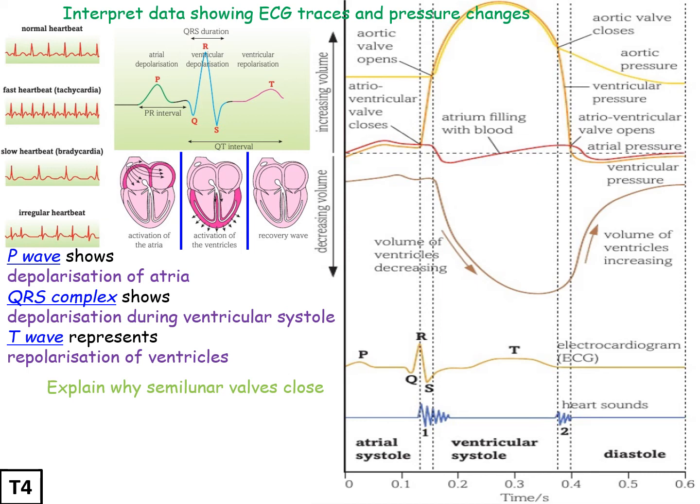When interpreting these ECG traces, you could see on the top right corner the ECG trace with the normal heartbeat, and then below that, you've got a fast heartbeat. In the fast heartbeat, you could see that the intervals between the waves are much shorter, whereas in a slow heartbeat, those intervals between the waves are much longer. And then in an irregular heartbeat, you can see that there are different length intervals for the different waves shown on the ECG trace. And that's how you could identify and interpret them.